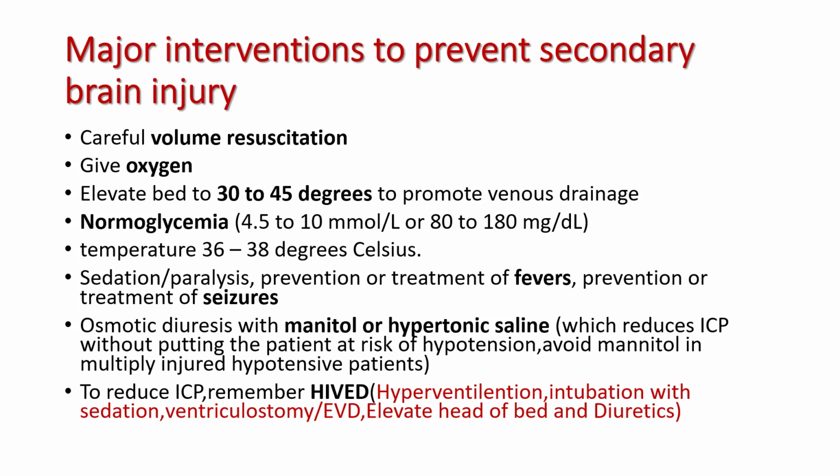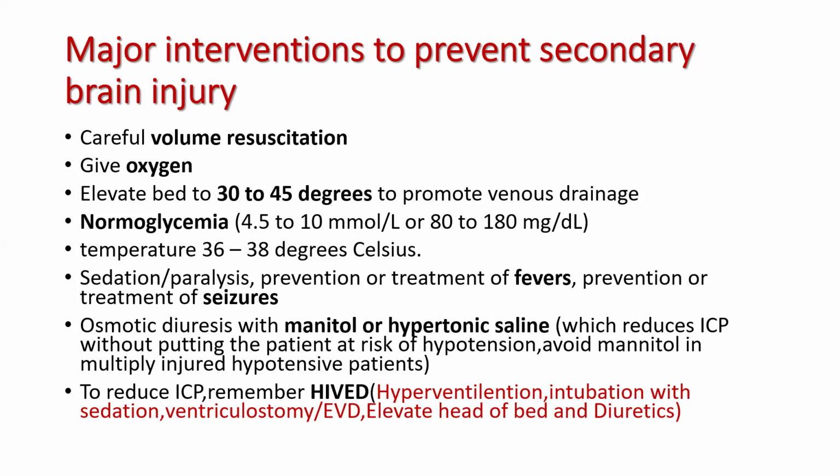Sedation: if your patient is having severe brain injury, you want to intubate them, have them in ICU, sedate them and paralyze them to make sure that they are not having increased oxygen consumption and further damage. So you want to treat fevers if they have a fever. You want to prevent and treat seizures with phenytoin or phenobarbital.